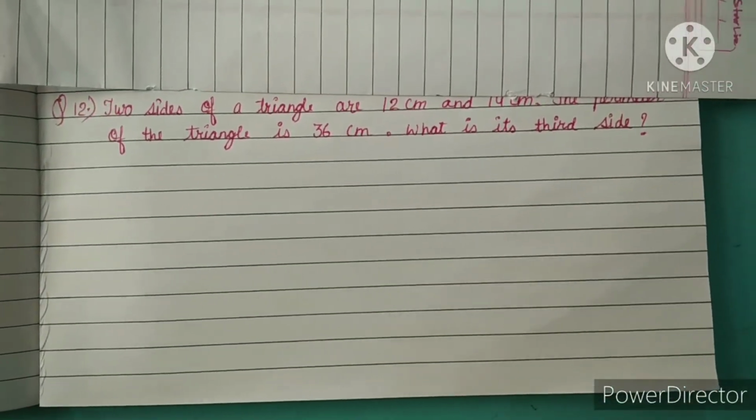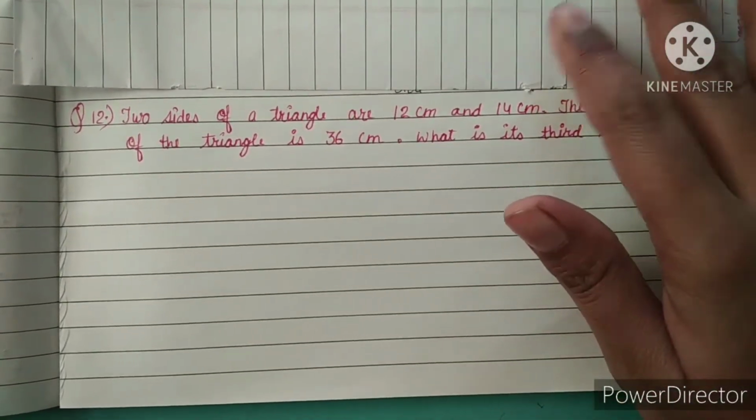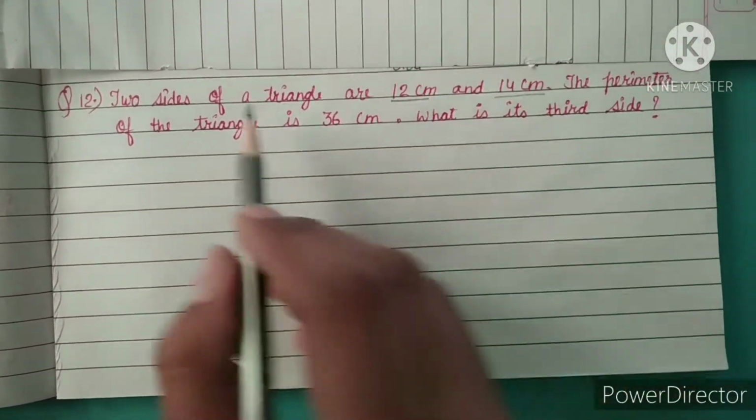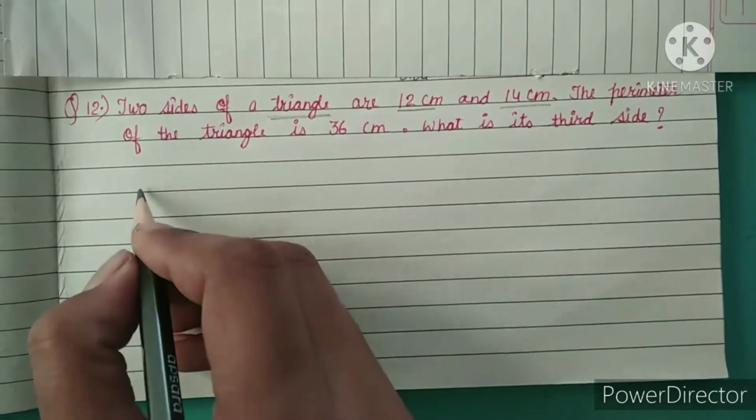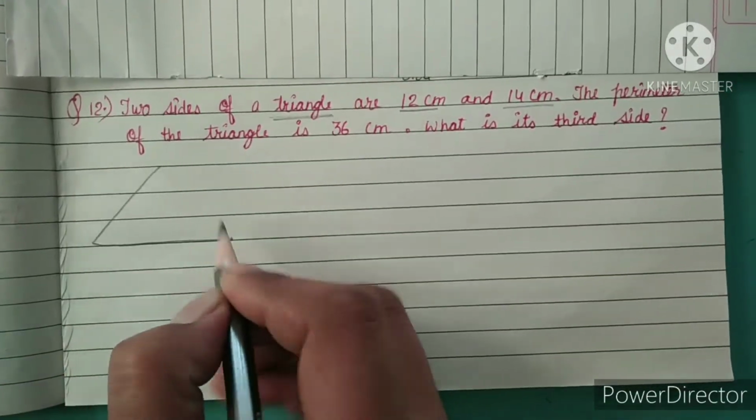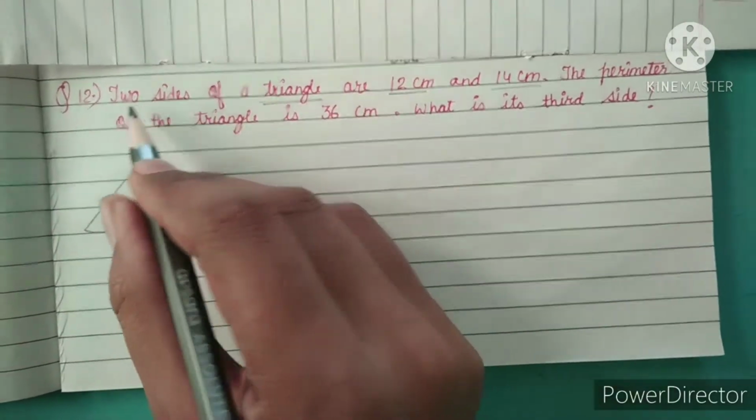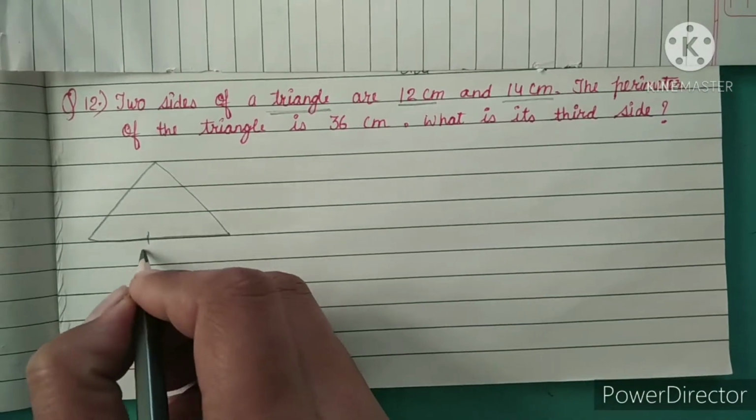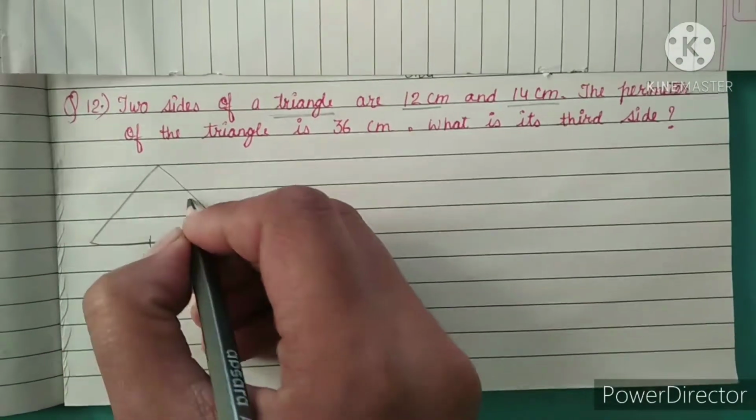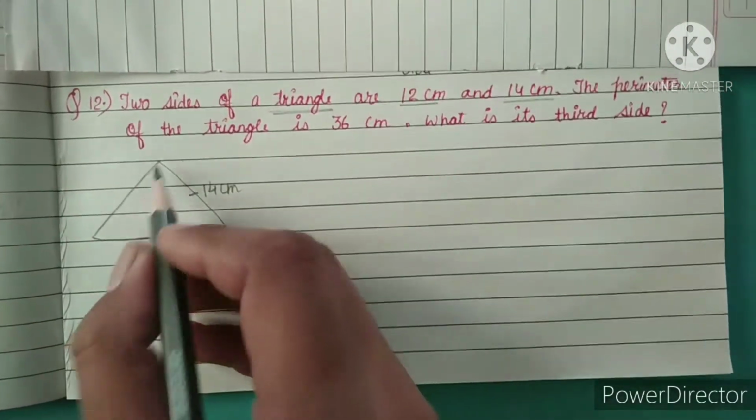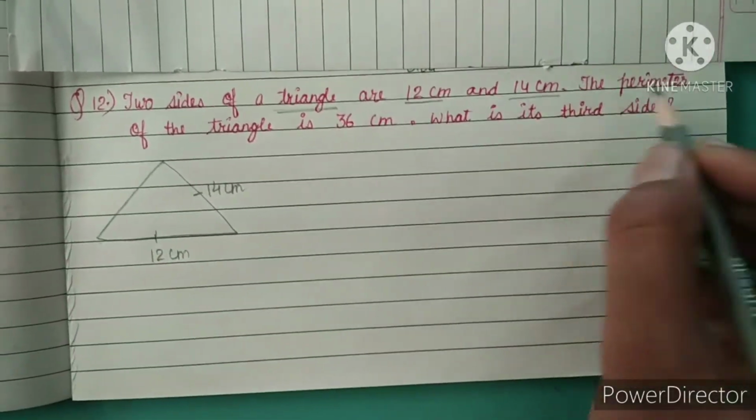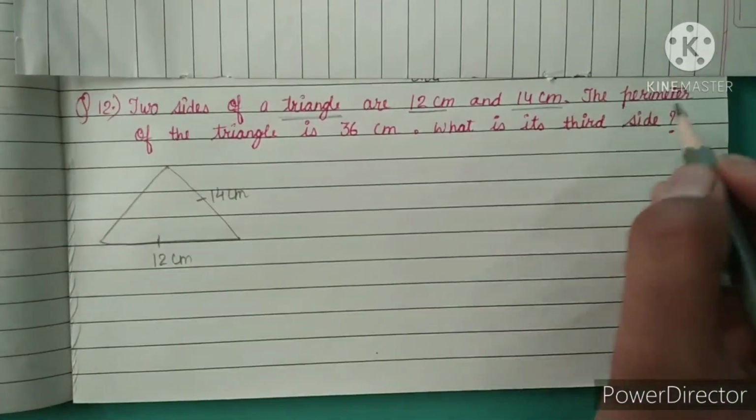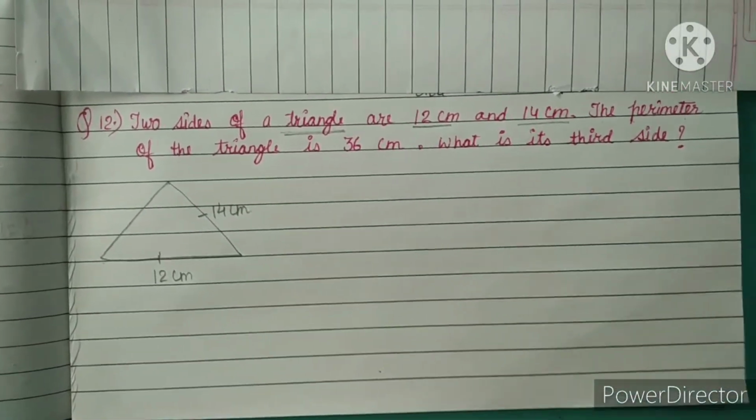Now the question number 12. Two sides of a triangle are 12 centimeter and 14 centimeter. The figure here is a triangle. So firstly we will make the figure triangle. Its two sides are 12 centimeter and 14 centimeter. So let's suppose this is 12 centimeter and this is 14 centimeter. This side is not given. The perimeter of the triangle is 36 centimeter.